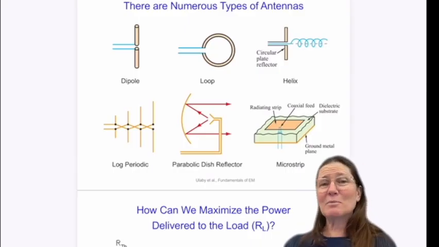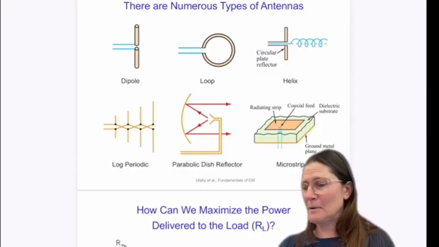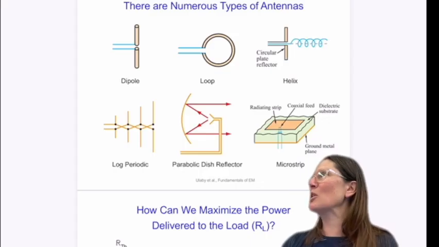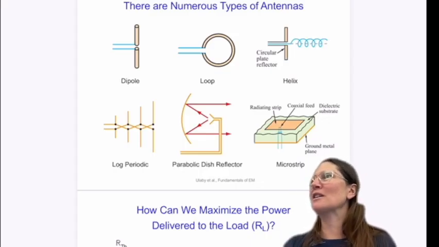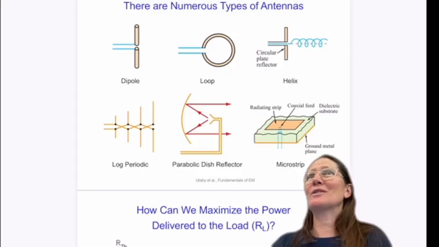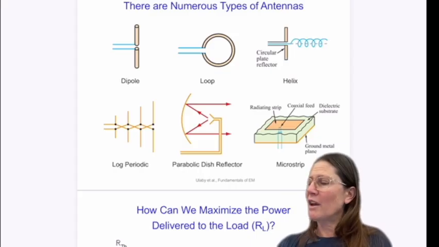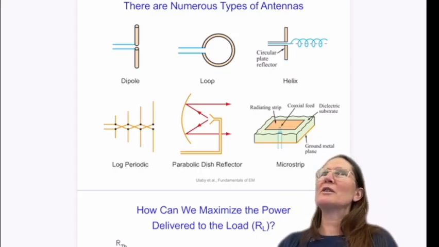Dipole kind, loop kinds, helix, different shapes of them. And then you can make them on these really small chips and actually make antenna chips, or antennas on the small chip itself. So all of them require power though.